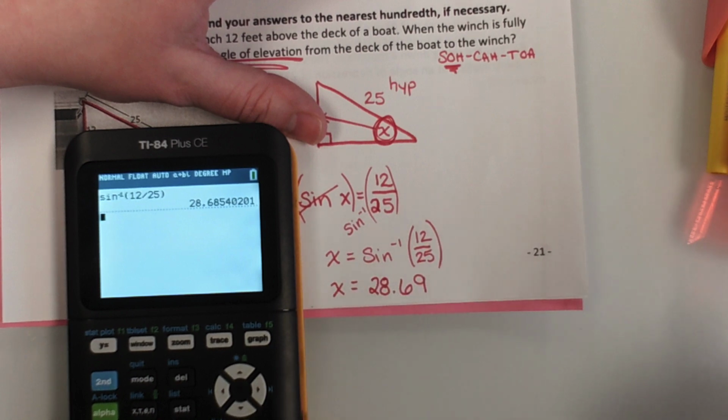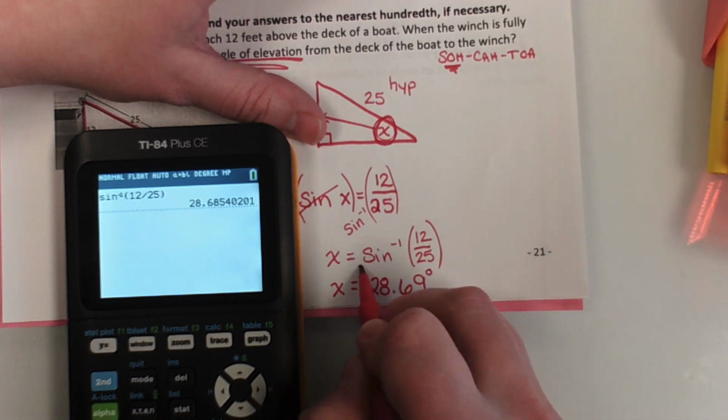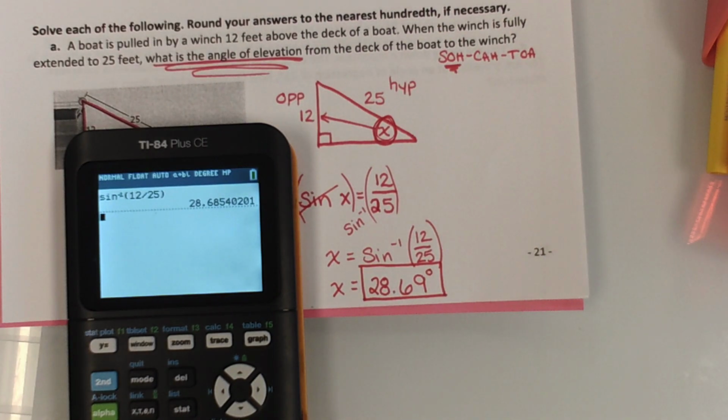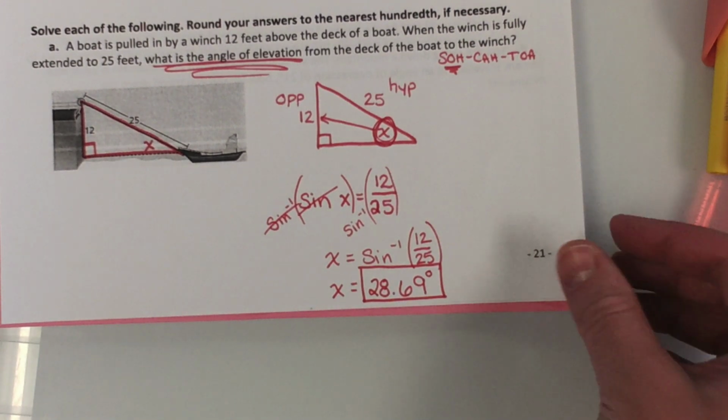28.69. And the unit that goes on that? Degrees, because it's an angle. In a word problem, you do need to make sure you're putting units. If you know the units, put the units. 99% of the time, you're going to know the units. Okay.